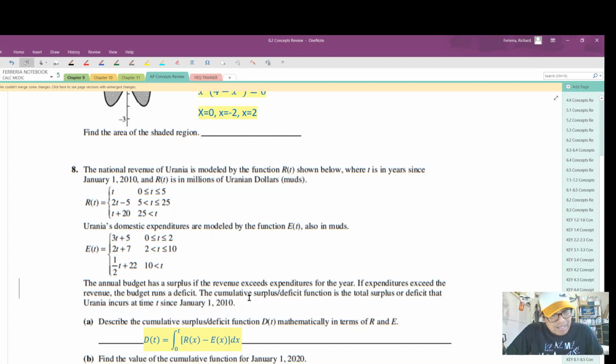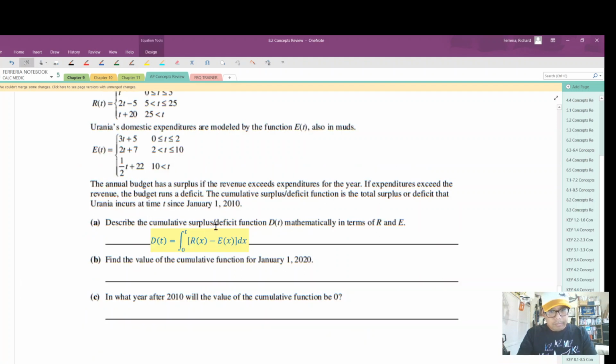I want you to notice that since t is the upper limit of the integral, we can't very well have t also be the variable of integration. It doesn't really work that way. So we've just replaced it with x, since it is a dummy variable once we get down to the integral level. Letter B, find the value of the function at January 1st, 2020, which is 10 years after 2010. So really I'm going to be evaluating D of 10, which will be the integral from 0 to 10 as well. Let's take a look at the work for that.